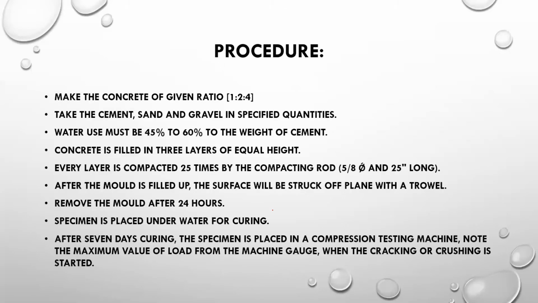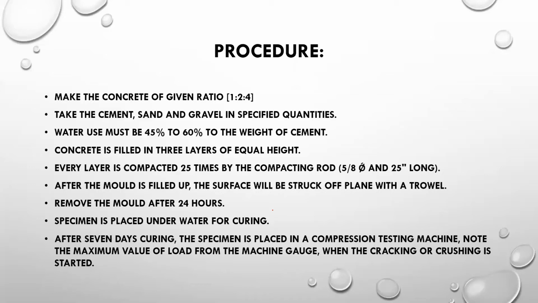Okay, next, what is it saying? Next is the procedure. What we have to do in the experiment, you have already seen how we performed this experiment. Make the concrete of the given ratio 1 is to 2 is to 4. What does it mean by 1 is to 2 is to 4? I will discuss with you here. Take the cement, sand and gravel in specified quantities. Water used must be 45 percent to 60 percent of the weight of the cement, but it totally depends upon your temperature, for example, your room temperature.